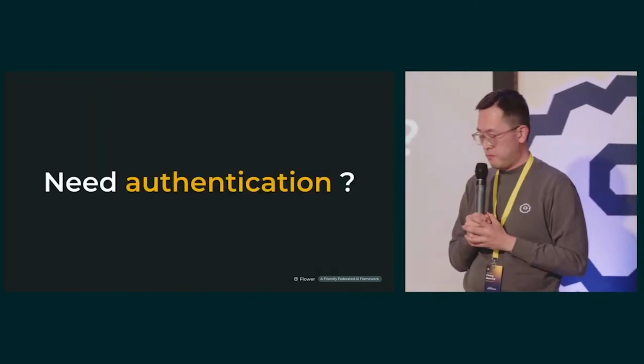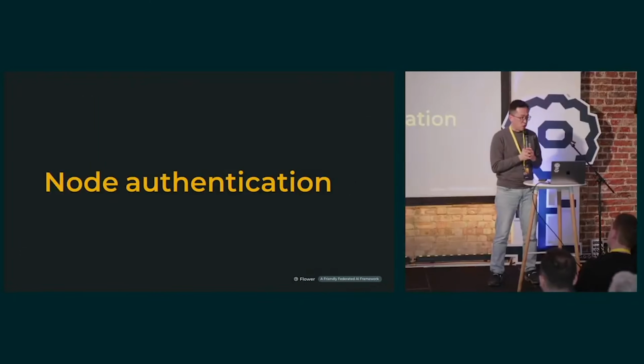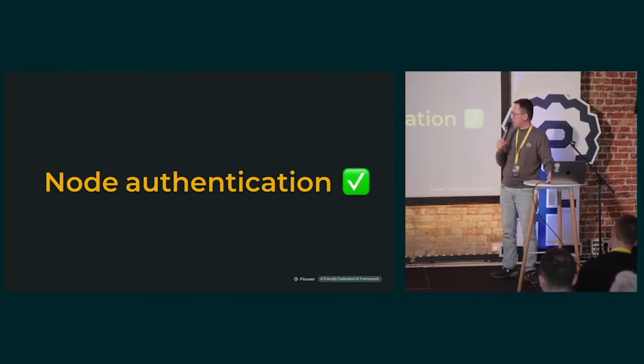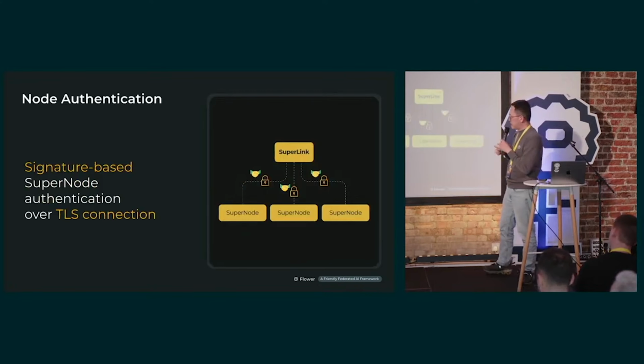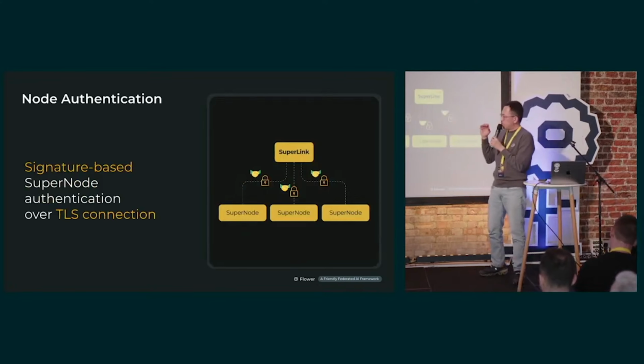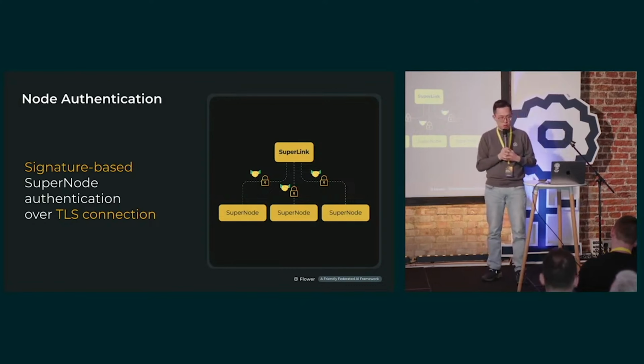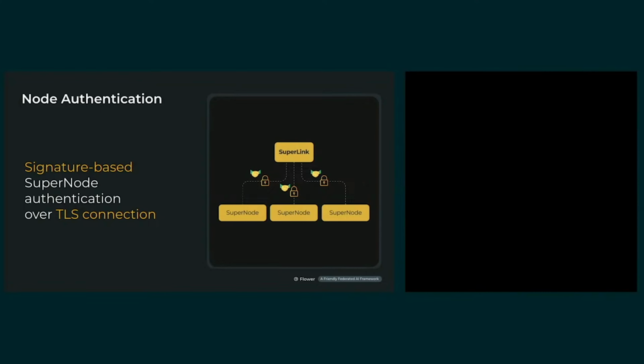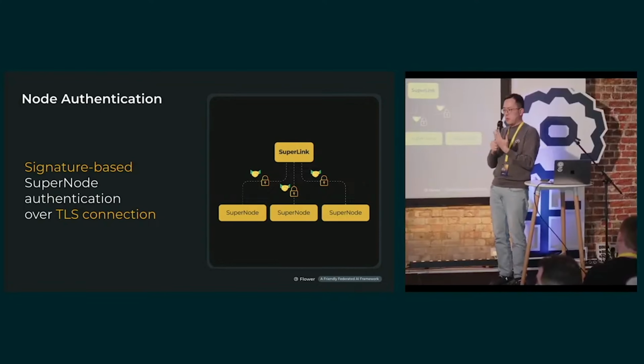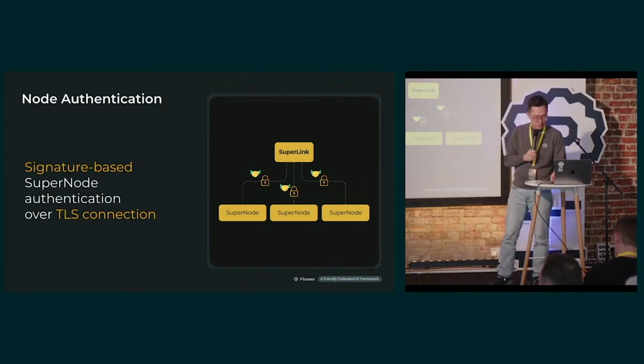You need authentication. Yes, we do have node authentication. It exists right now in the Flower platform. For node authentication, how this works is that each of the supernodes is authenticated against the superlink with signature-based authentication protocols, and is communicated over TLS connections. So this way you can guarantee that the correct supernode is communicating with the superlink.